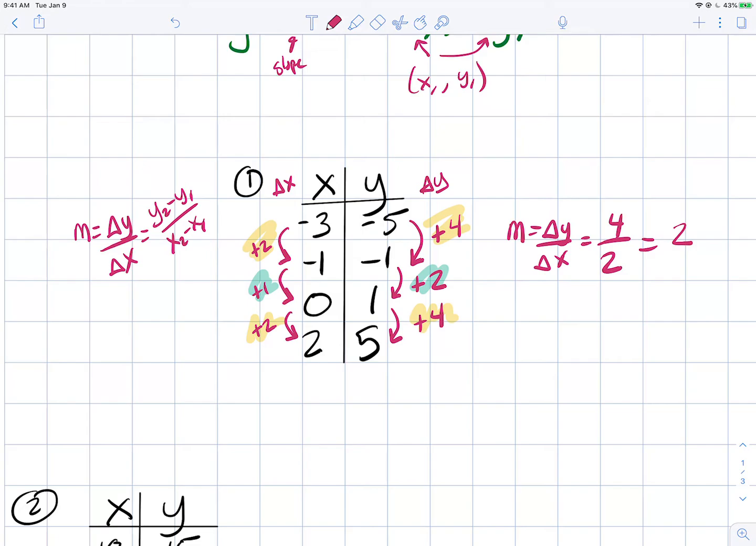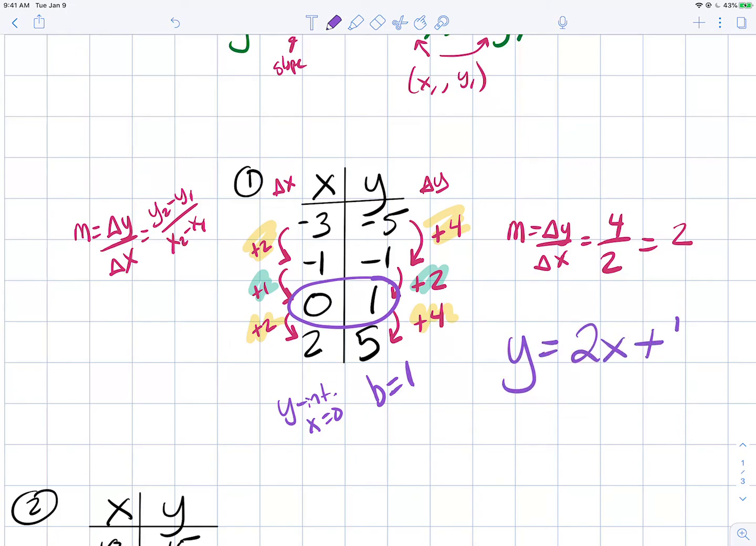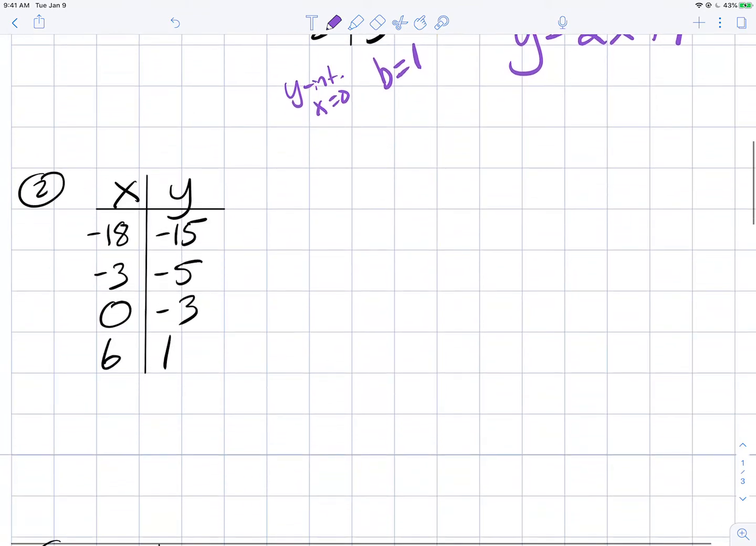Now a very important part of this table is this point right here. This is the y-intercept, because remember at the y-intercept, x equals 0. So I now have my b, which is a 1, and I have my m, which is a 2, which means my equation is y equals 2x plus 1. So I got my slope from doing the change in the table, and I got my y-intercept from this point existing on the table. Let's try another one.